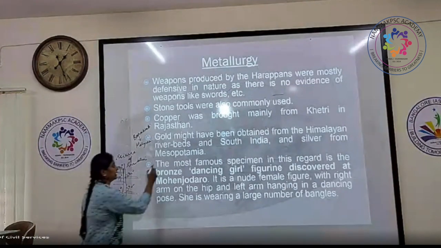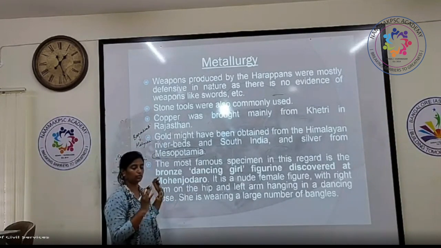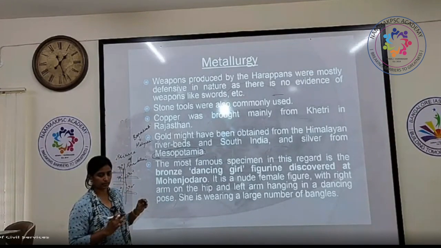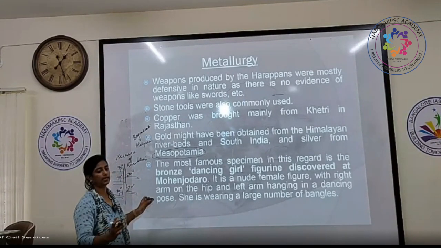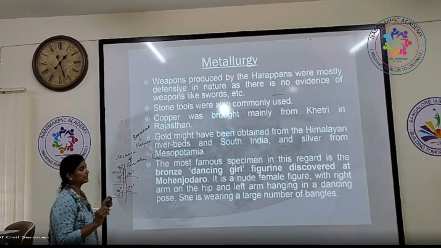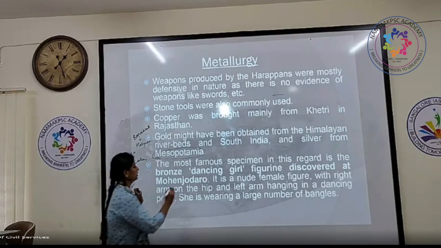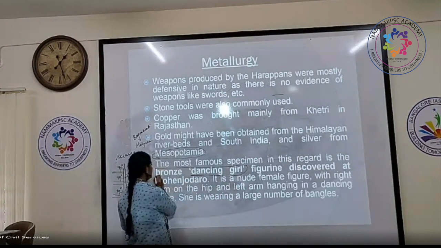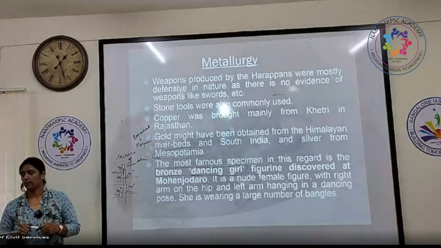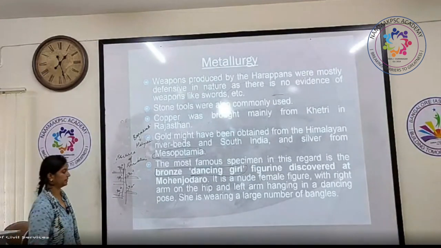See, this is one civilization in the northwestern region where you can draw parallels between IVC and Mesopotamia. It means that we had trade contact, which we will see a little later. And one famous thing that you have to know about their metallurgy is the bronze girl. This bronze dancing girl, you will have to remember her. She is very important because metal objects, this is one classic development of the IVC period.